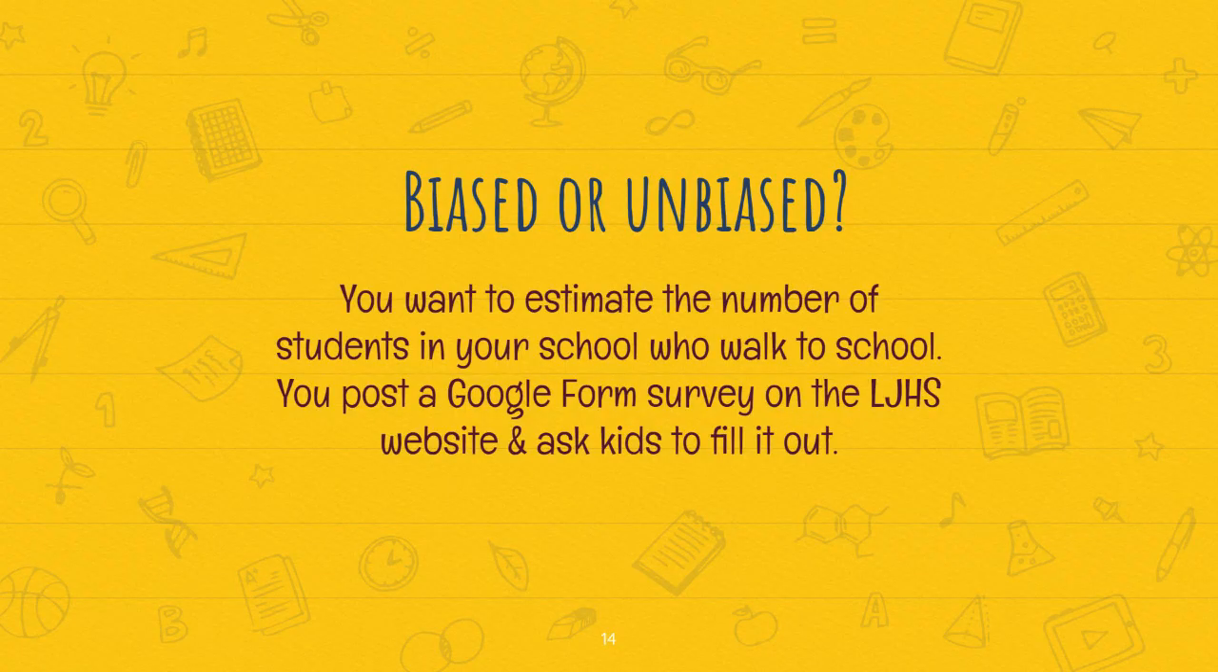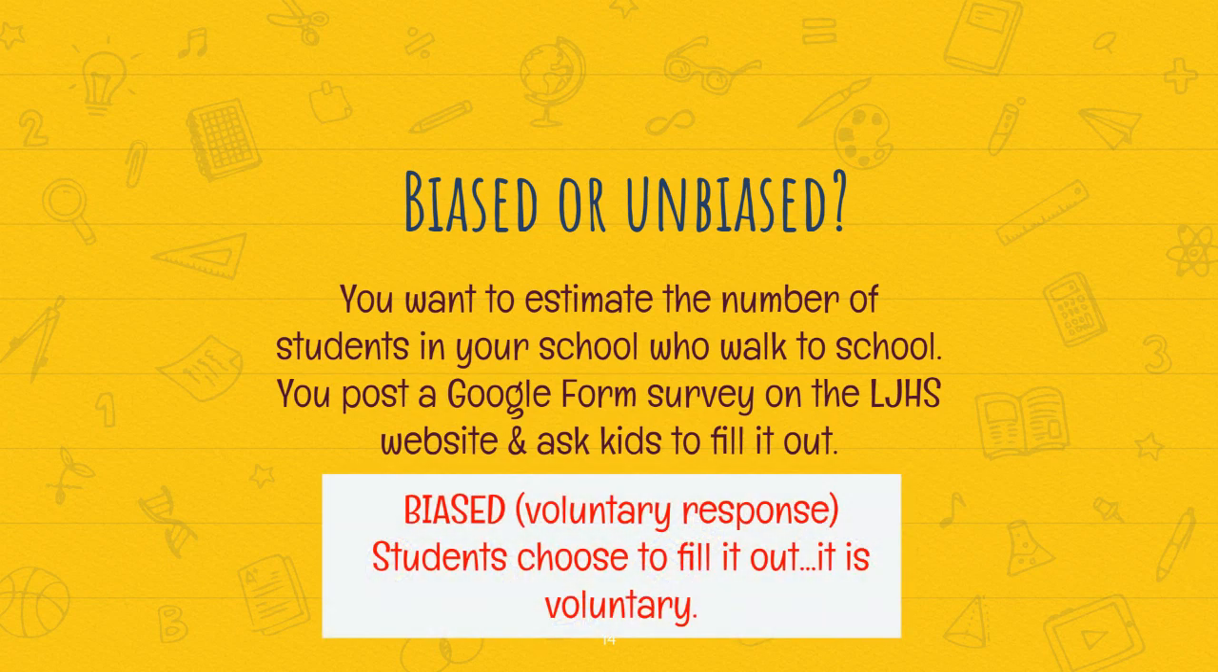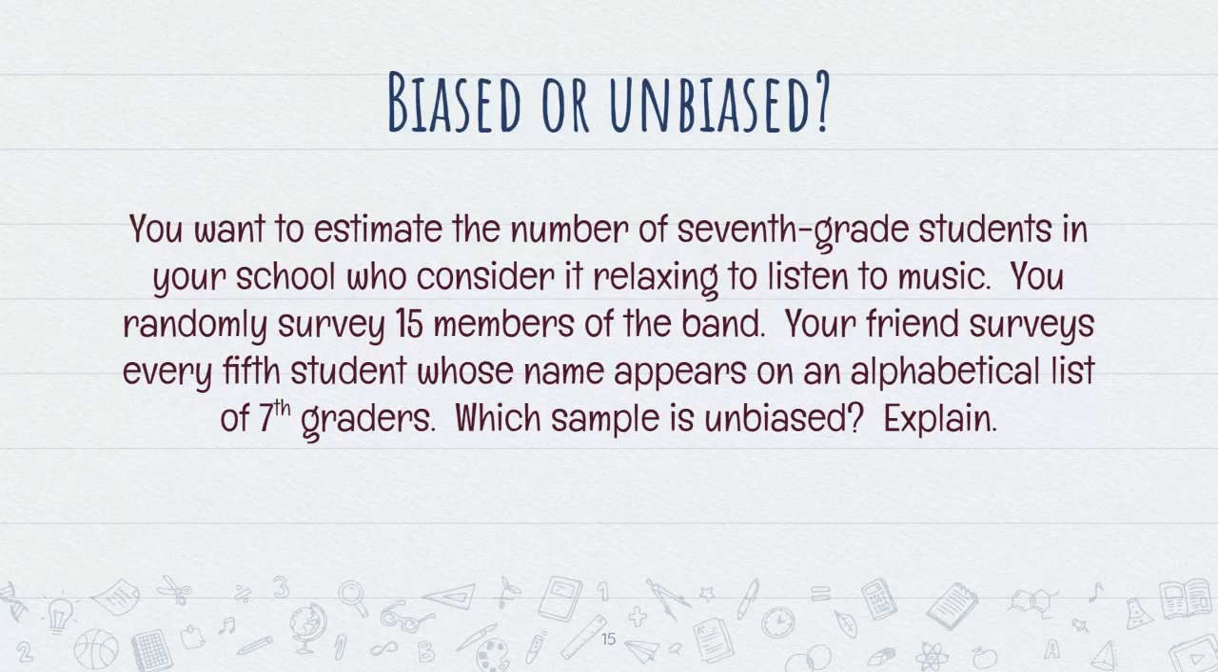You want to estimate the number of students in your school who walk to school. You post a Google Form survey on the LJHS website and ask kids to fill it out. Biased or unbiased? This would be biased. It's a voluntary response, right? Students are choosing to fill it out. It's voluntary. You're not going to get accurate results.